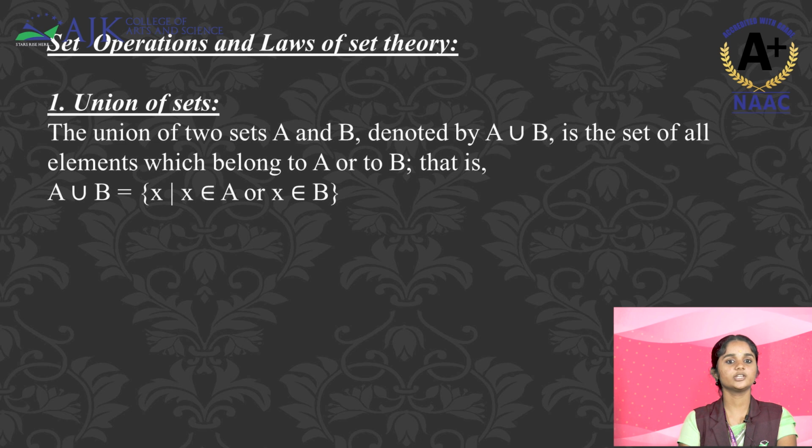That is, A union B equal to set of all X such that X belongs to A or X belongs to B. Simply, we are having a set A equal to 1, 2, 3, 4 and we are having a set B 4, 5, 6, 7. Now we need to write A union B. Elements in A and elements in B, we need to combine both sets together. We write it as A union B.